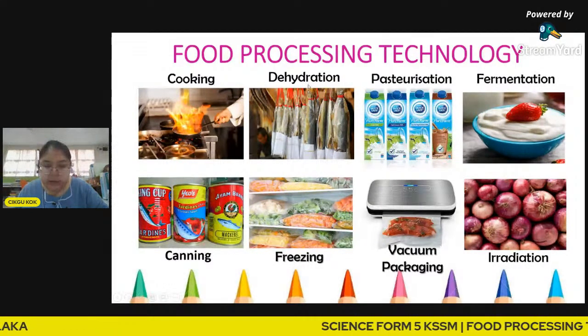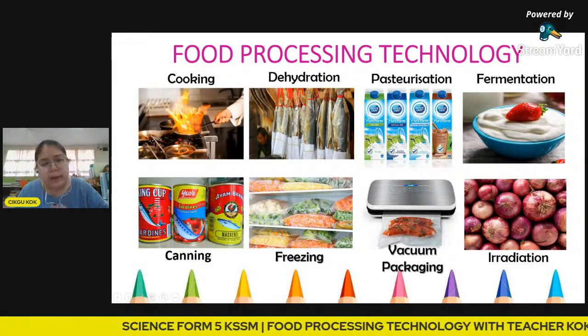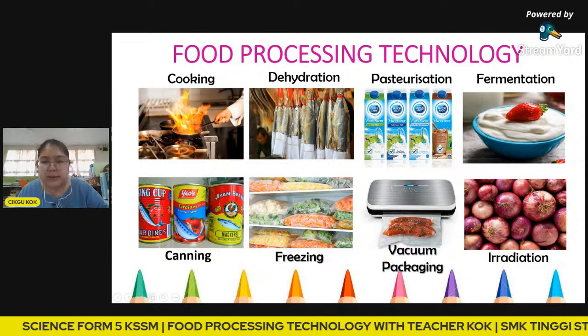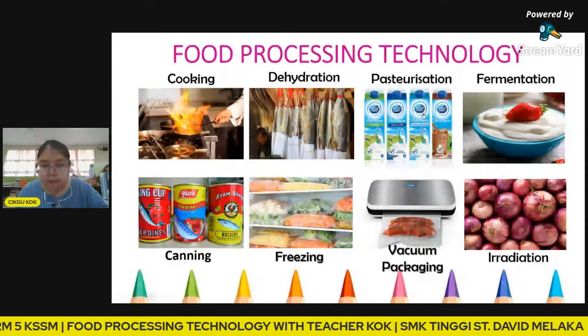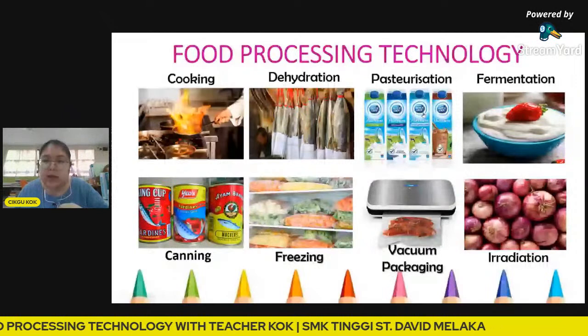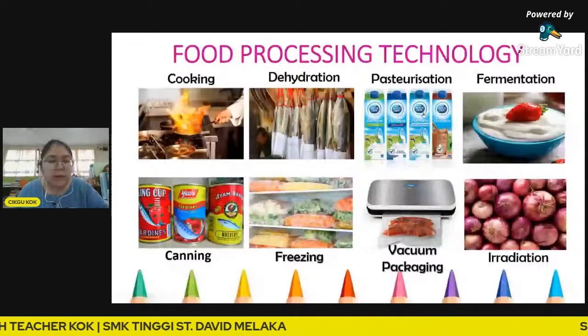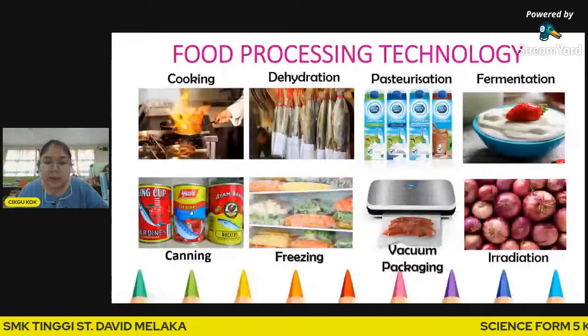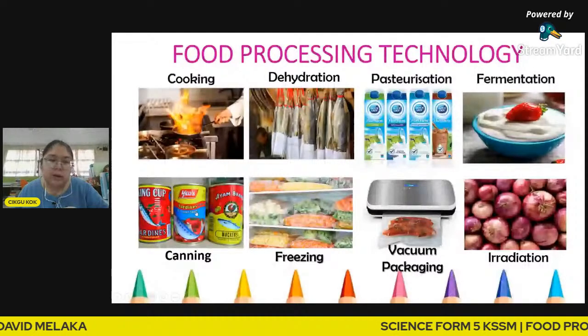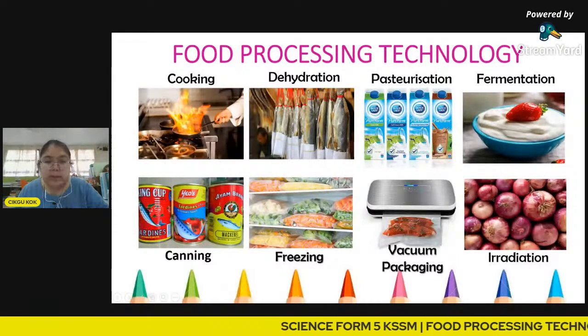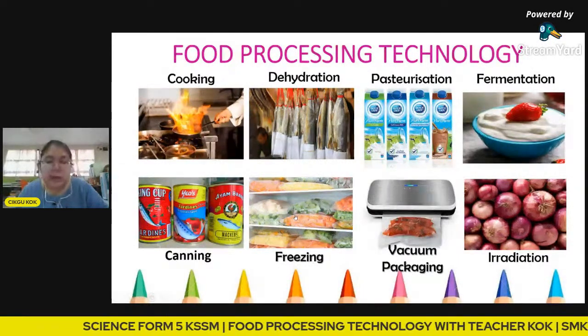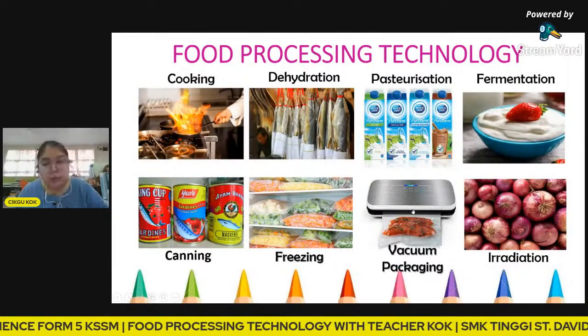Dehydration. Dehydration means you take out some of the water from the food. After that, we have pasteurization, normally for packing, like milk. Then we have fermentation, like yogurt fermentation. This one, I think everybody knows, is canning food. Then number six, there's freezing. You put it inside the fridge, and you can keep the meat for 2 weeks or 3 weeks.